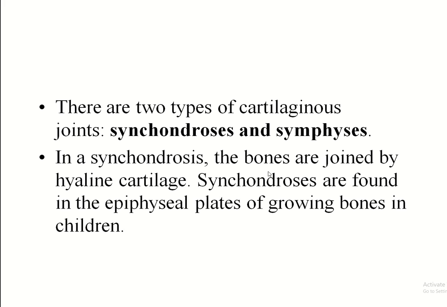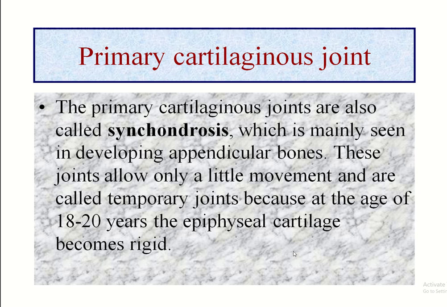In synchondrosis, the bones are joined by the hyaline cartilage, and synchondroses are found in the epiphyseal plate of the growing bones in children. The primary cartilaginous joint or synchondrosis is mainly seen in the developing appendicular bones. And this joint is a temporary joint, and within 18 to 20 years, this joint disappears.